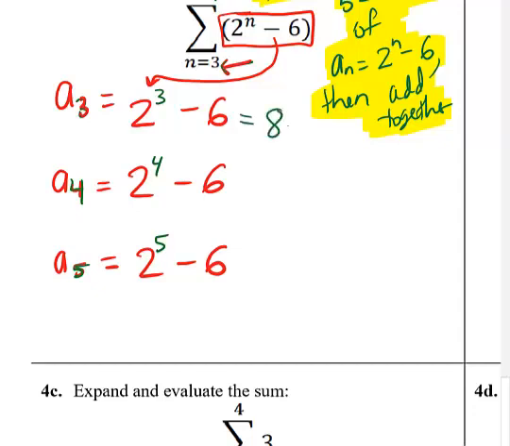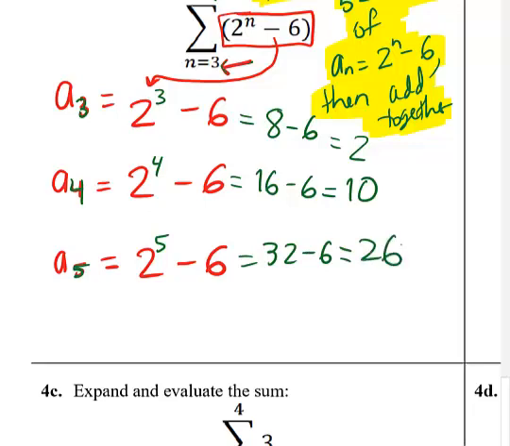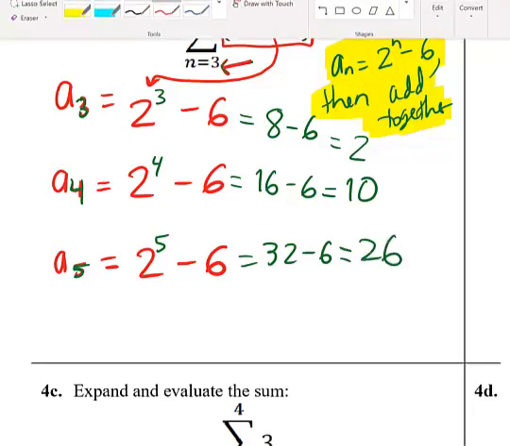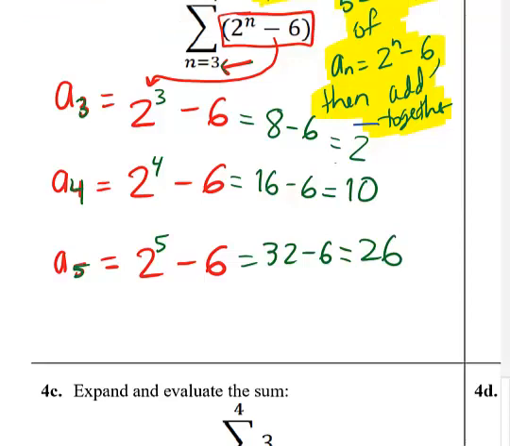2 to the 3rd is 8 minus 6 is 2. There's the first guy. 2 to the 4th is 16 minus 6. That's 10. And then the last one that we care about, 2 to the 5th power is 32 minus 6. That's 26. So that I would be done if this was just a regular sequence, but what they want us to do is add these together.